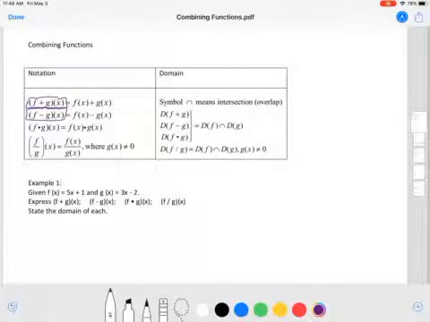Now, for the addition of f plus g, the order does not matter because 3 plus 2 is still 2 plus 3, it's still 5. But please keep in mind with the subtraction, order matters. If you take f and you minus g, that's going to be different if you take g and you minus f.